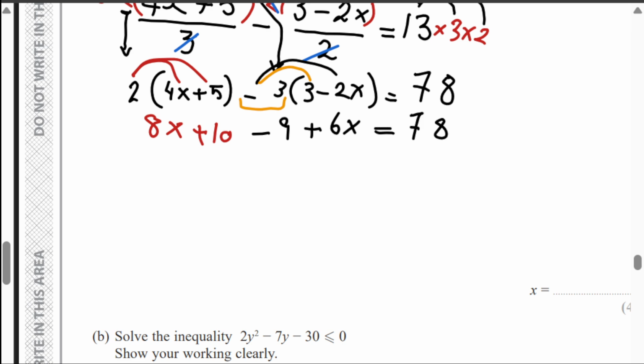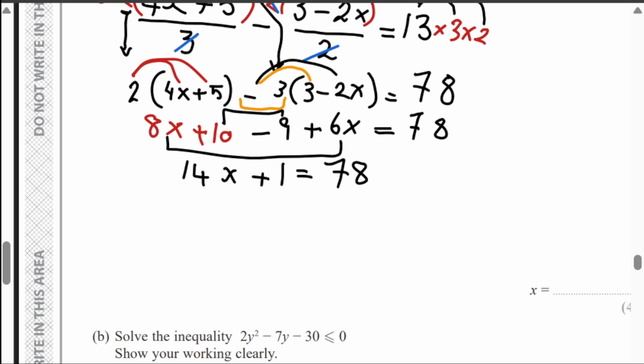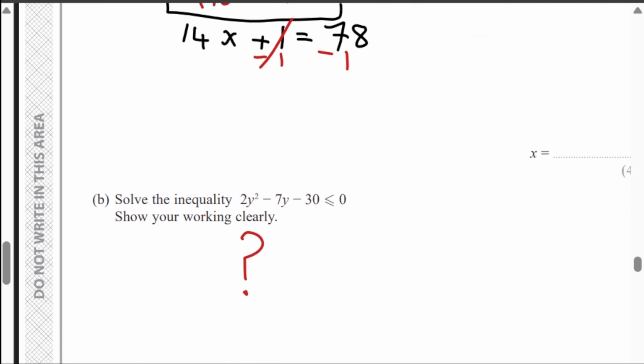That's very good. What I will do now is I'll just combine like terms. 8x and 6x makes 14x. 10 minus 9 equals 1, and that gives you 78. That's very good. Now let's just do minus 1 here. What we have on the left side is 14x. So 14x equals 77. To find x, divide by 14, divide by 14, and x is 5.5.